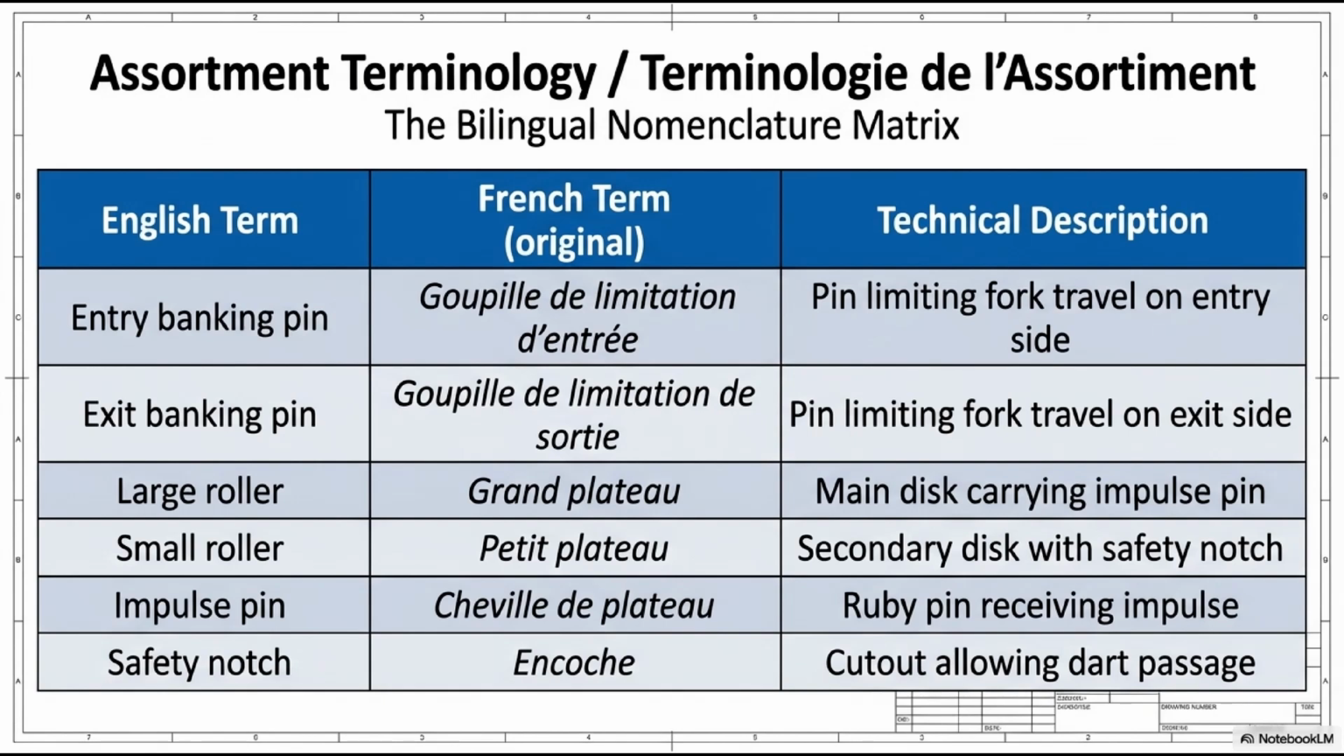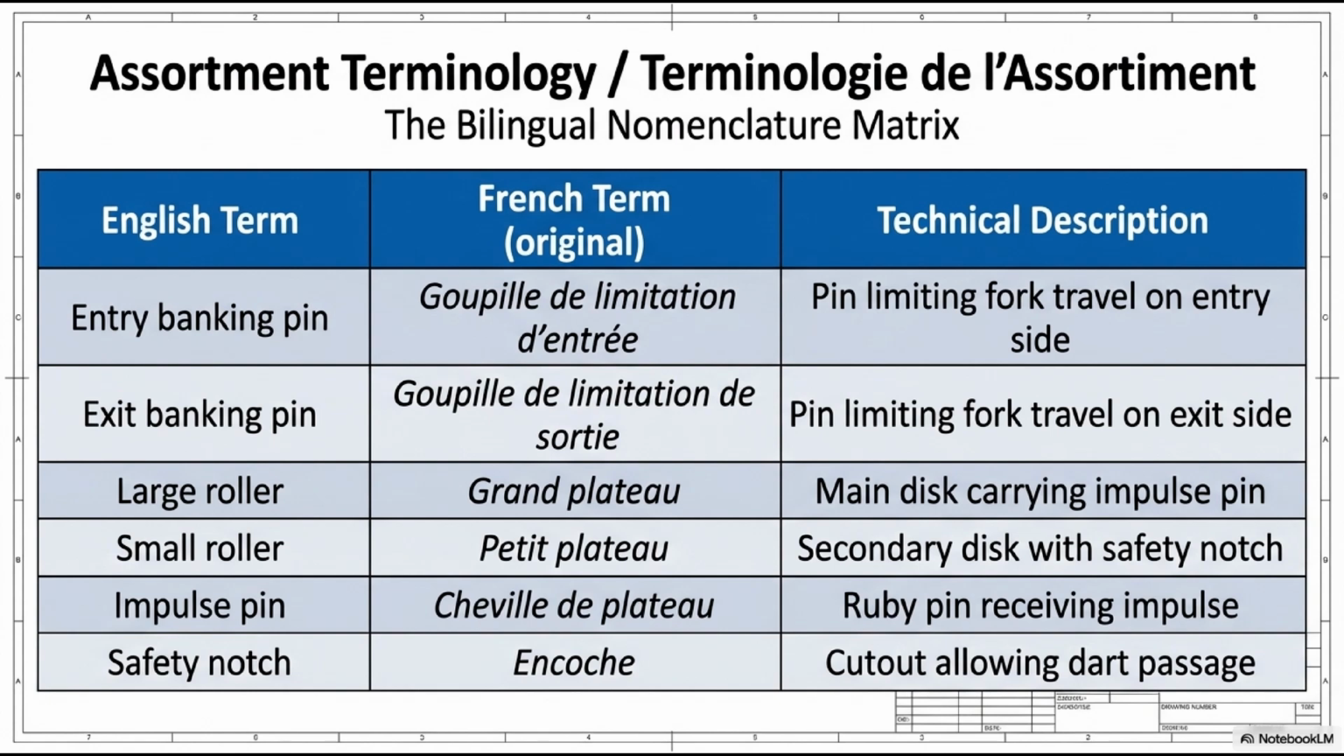Now that we've walked through all three sub-assemblies, let's lock in the terminology. This slide gives you the bilingual nomenclature matrix, the complete parts list in both English and French, and you need to own both columns. In the Swiss horological tradition, French is the primary technical vocabulary, but English language service manuals and examination questions use both interchangeably. If you hesitate on either, you're working at a disadvantage.